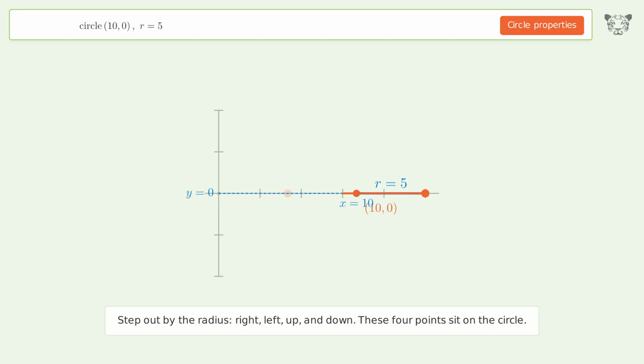Step out by the radius, right, left, up, and down. These 4 points sit on the circle.